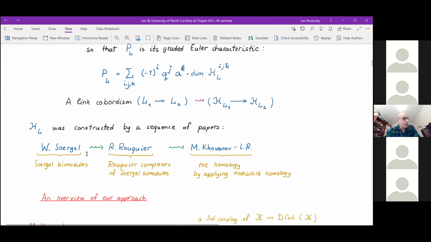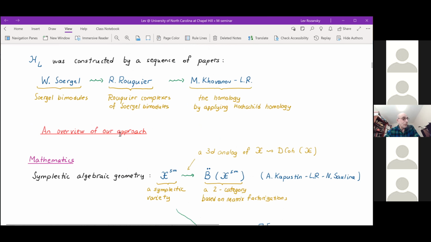So Soergel was working on the categorification of the Hecke algebra by Soergel bimodules. Then there was the work of Raphael Rouquier, who created Rouquier complexes to categorify skein relations. And then we had papers with Misha Khovanov. The best presentation of the categorification was applying Hochschild homology to Rouquier complexes. So I will skip the story. It uses just commutative algebra to create link homology somehow.